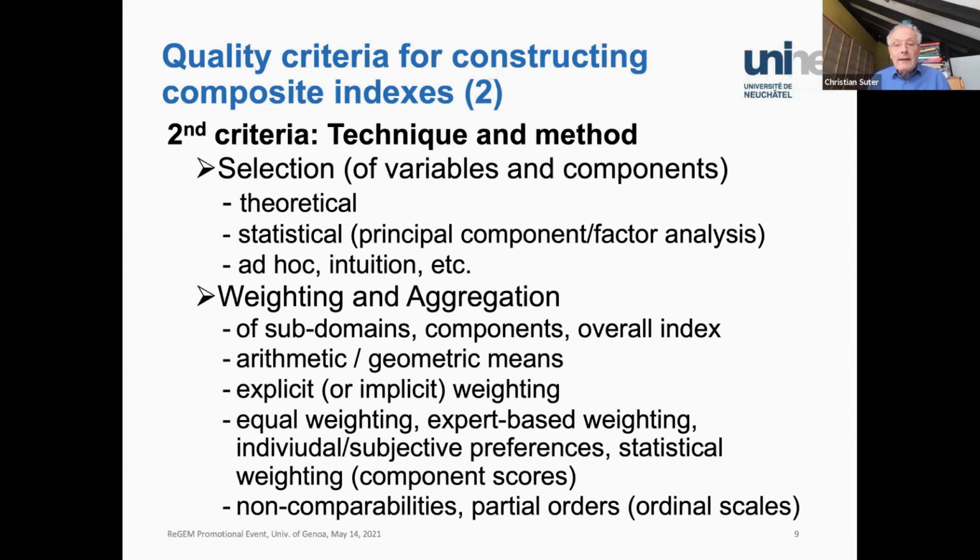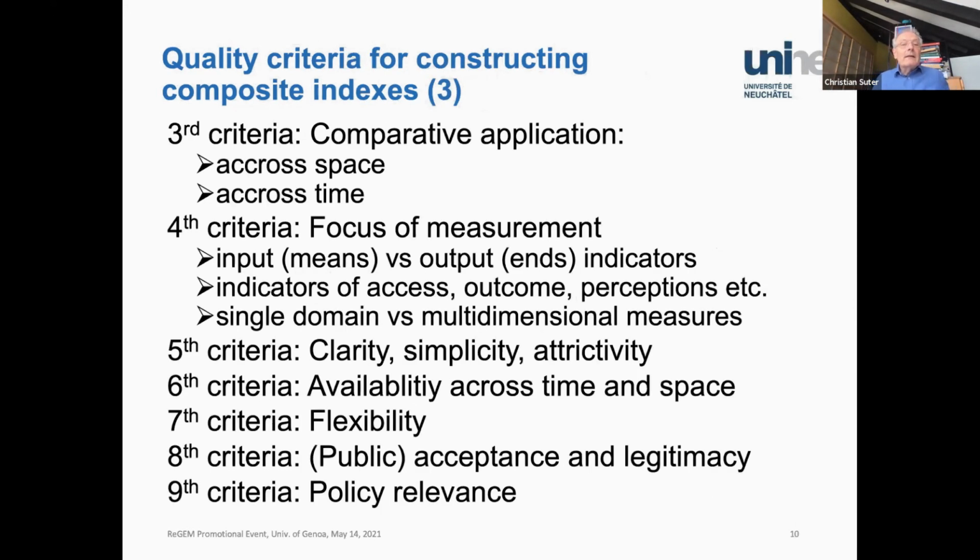There are, of course, other options like expert-based weighting, or we could ask the population about subjective preferences. There are also statistical methods of weighting, but what is important is that we might have different results using different ways of weighting. Then the question of aggregation is a difficult one, particularly with multidimensional indexes. There might also be situations where the different components are not fully comparable, so that we can only construct partial orders, for instance if we have ordinal scales. An important element here would be to have robust measures and to test how they depend on different techniques of aggregation. Now, the rest of the criteria you find on this last slide.